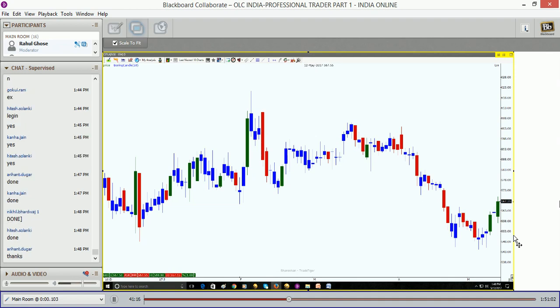Kanha is finished. Let's go to Kanha's system. Kanha, you have not selected the lowest wick of the lowest base. You've identified it correctly, but the bottom part of the zone has to be at the lowest wick. You've not marked it at the lowest wick. The highest body point is correct. Let's have a look at Hitesh till then.